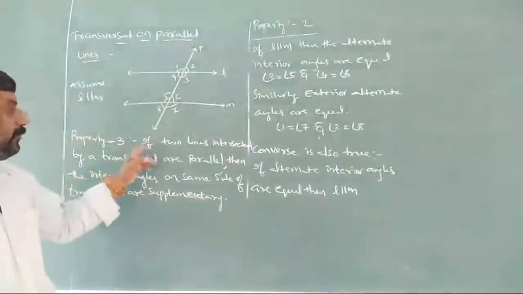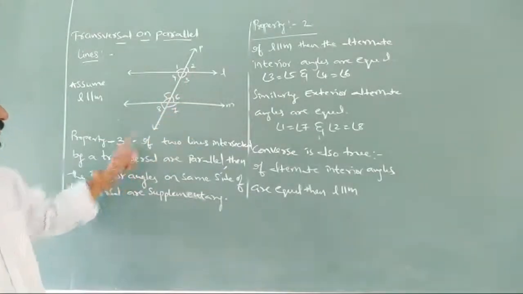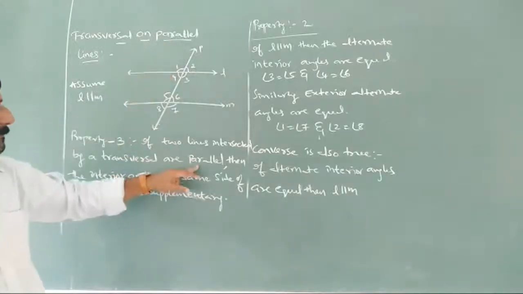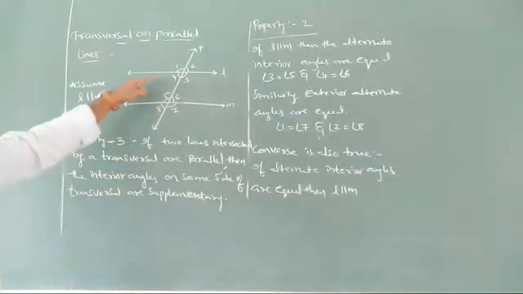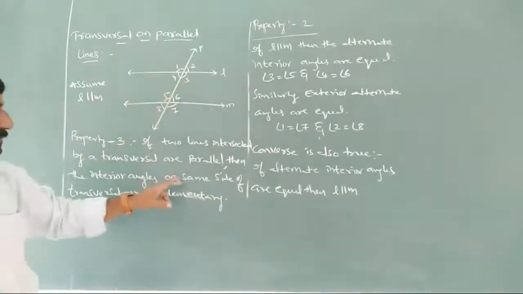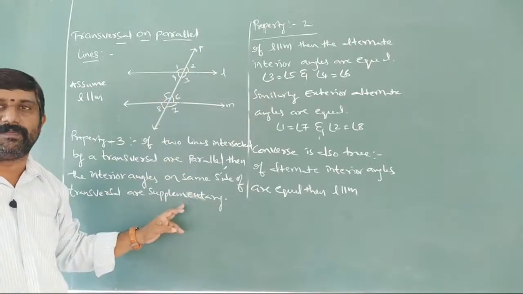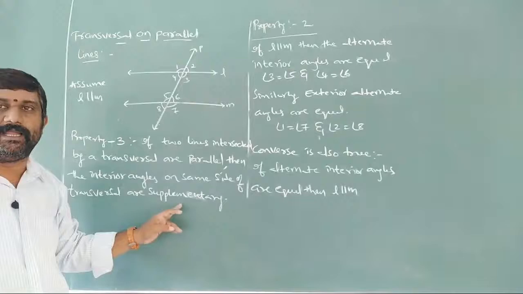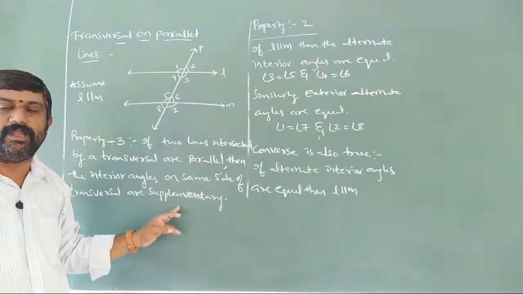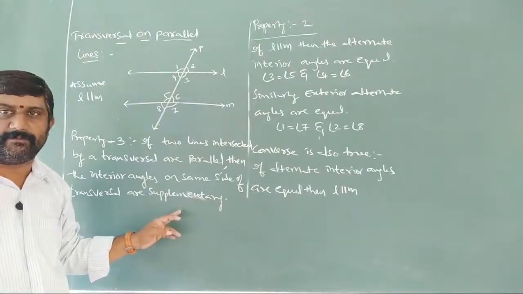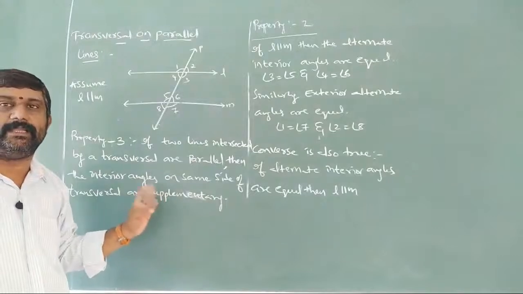What it is: if two lines are intersected, what are those? L and M are intersected by a transversal. What is the transversal we have here? P. Are parallel. If L is parallel to M, then the interior angles 4 and 5, 3 and 6 on the same side of the transversal are supplementary. What is the meaning of supplementary? We are saying two angles are supplementary. Already we have discussed in our previous class somewhere. Nothing but the sum of two angles must be 180 degrees.